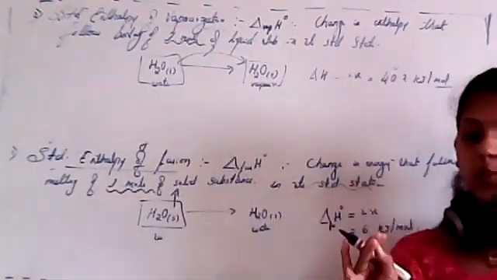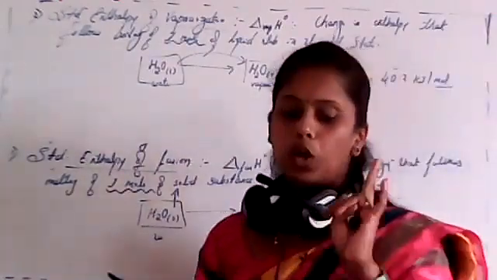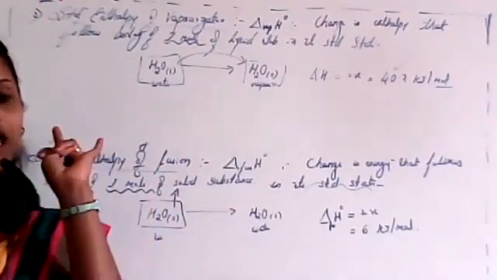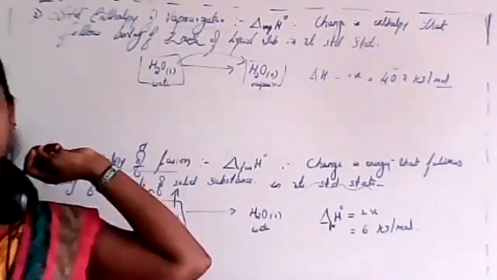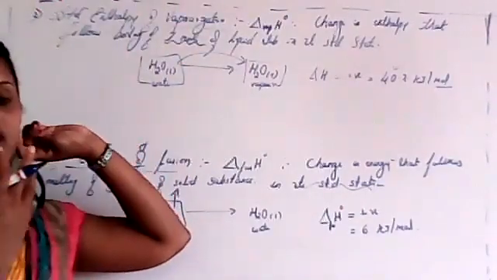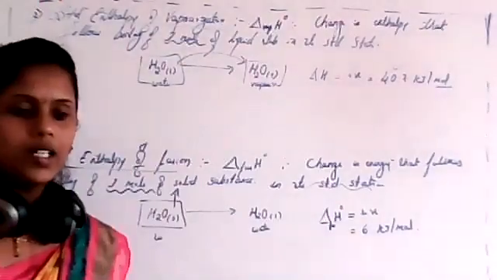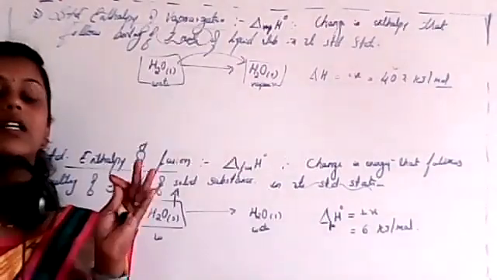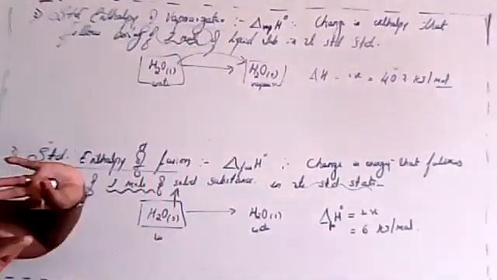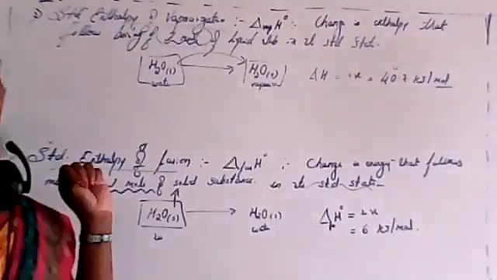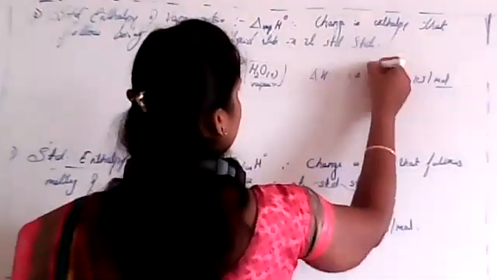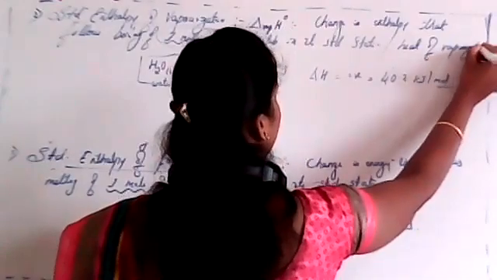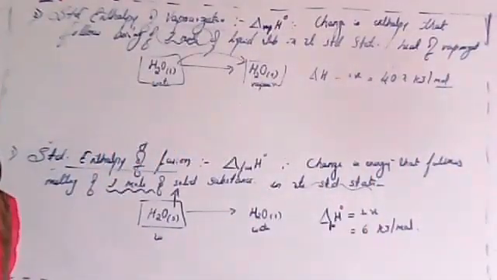The amount of heat required to vaporize 1 mole of liquid at a constant temperature and under standard pressure is known as what? So the change in energy or enthalpy which is required to vaporize 1 mole of liquid substance at standard state is known as your enthalpy of vaporization, or simply we use it as heat of vaporization. Clear? Is it clear, student?